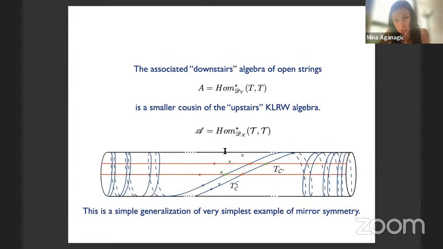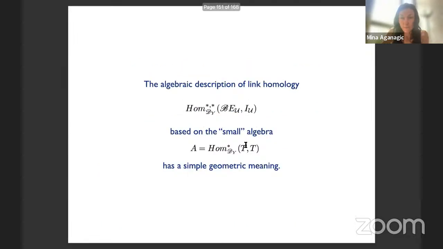The associated algebra of open strings is a smaller cousin of the upstairs KLRW algebra. So this is a simple generalization of the very simplest examples of mirror symmetry. The algebraic description of link homology based on the small algebra has a simple geometric meaning.